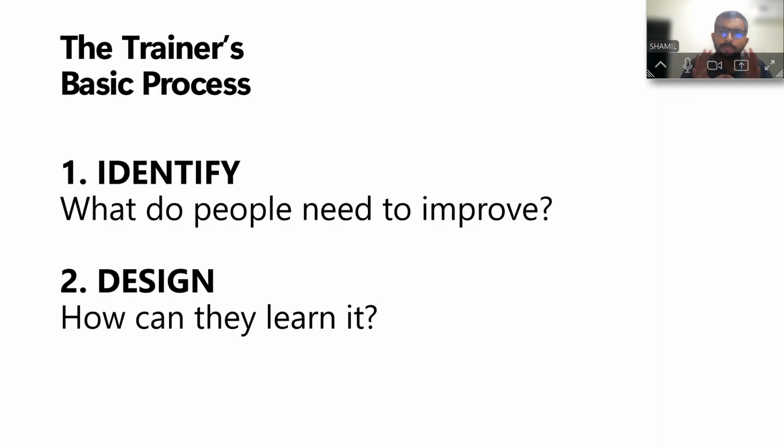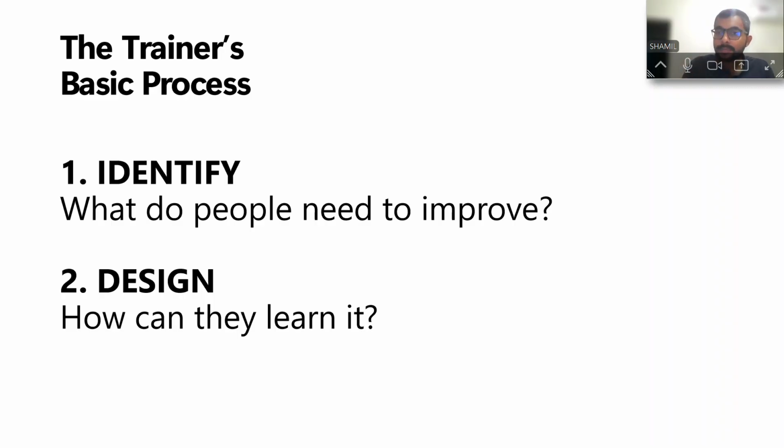Now, what is a trainer's basic process? The first step is to identify. They need to identify what the employees need to improve. It could be communication skills, leadership skills, or technical skills. If there is a particular area which the employee lacks, the trainer has to identify that.